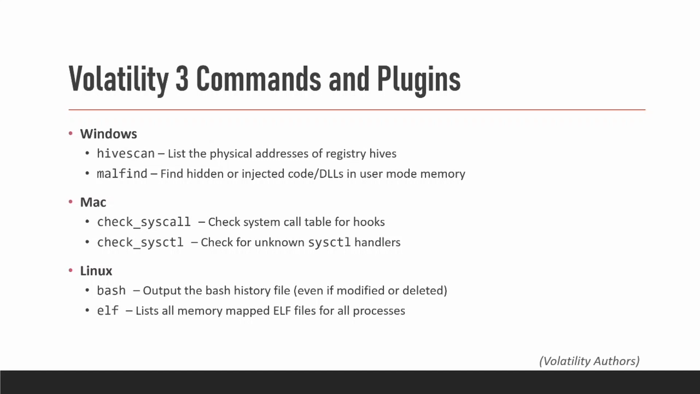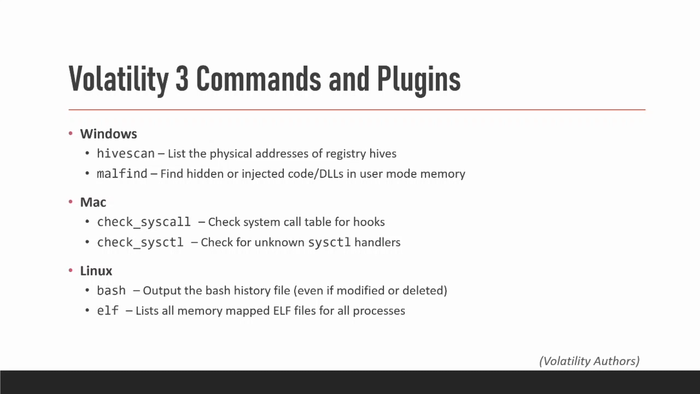Here are some common commands you can use when running Volatility. I've picked out some that I use quite often. Windows hivescan scans for registry hives present in a Windows memory image. Malfind lists process memory ranges that potentially contain injected code. For Mac, check_syscall checks if system commands have been hooked or replaced with other commands, which is common of malware. Check_sysctl checks for unknown sysctl handlers.